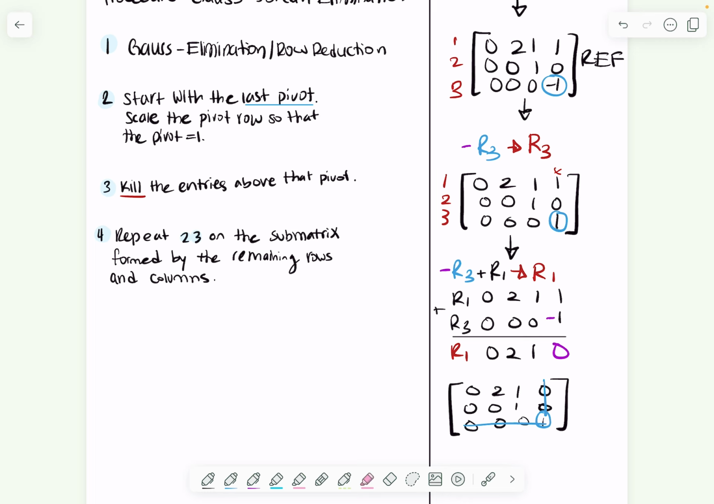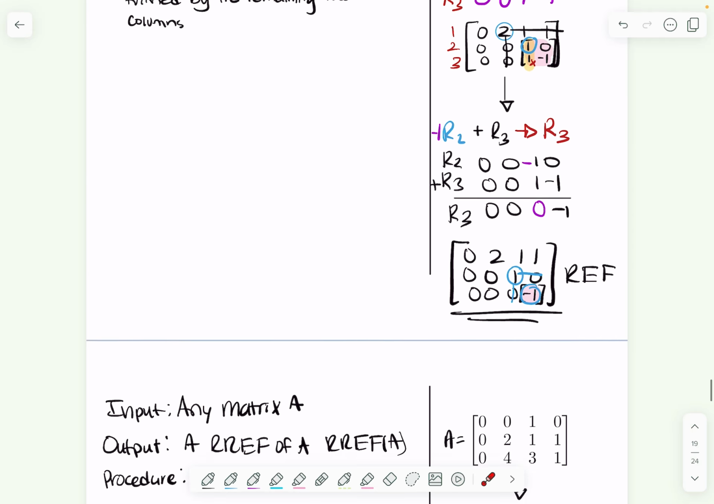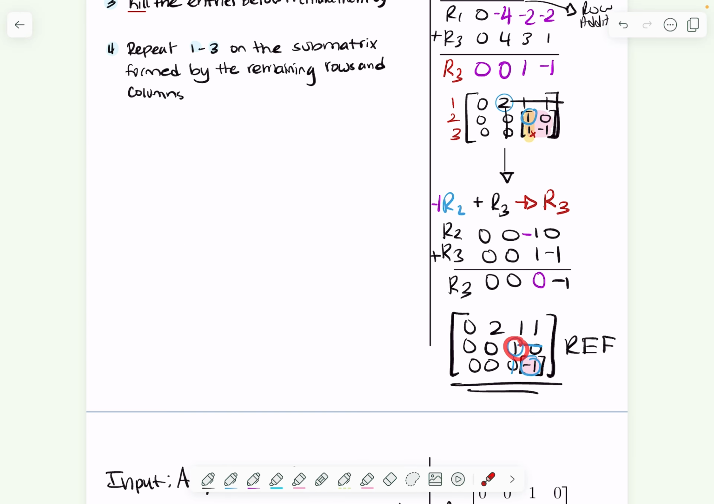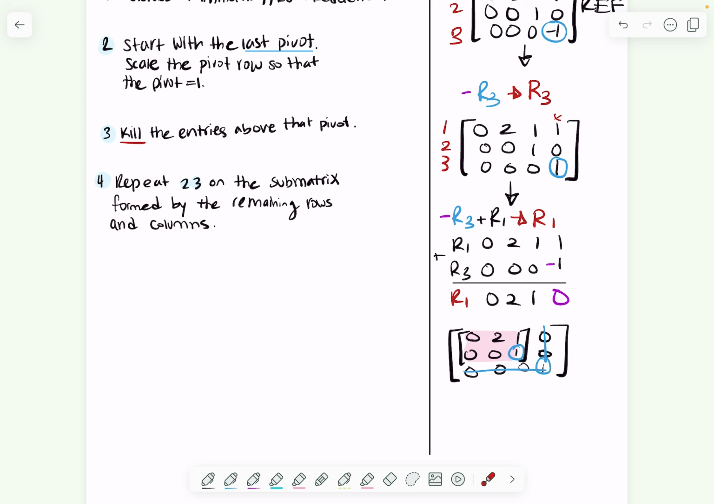by the remaining rows and columns. So that's these remaining rows and columns. In other words, this is like another matrix we're working with. And then step 2 is to start with the last pivot. So then you go back, okay, what was my last pivot? Well, it was this one. So this here was my last pivot. Then you do the same thing again.